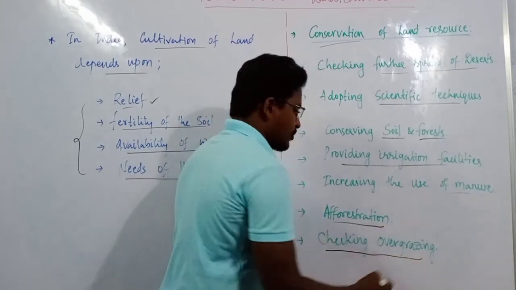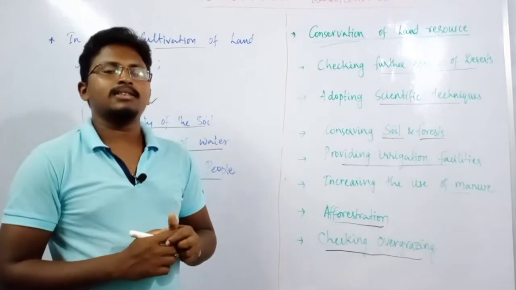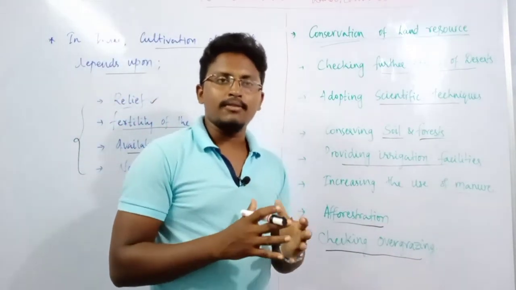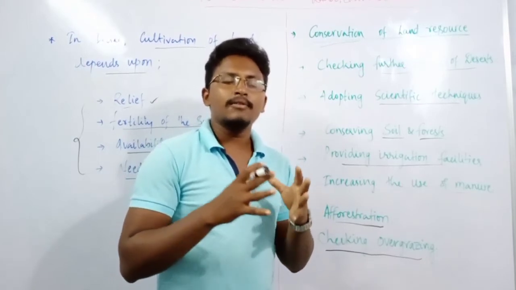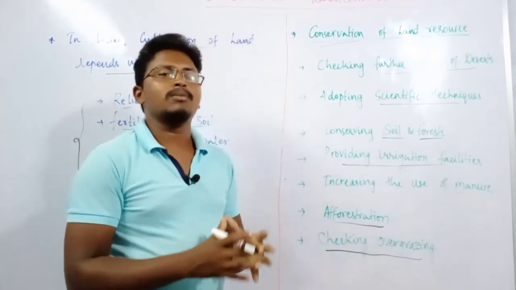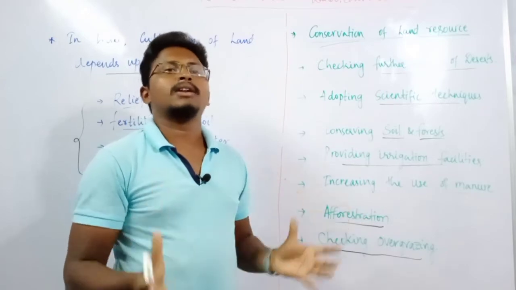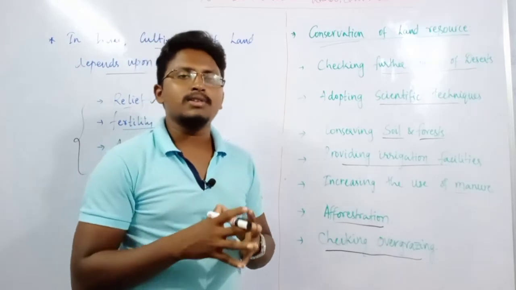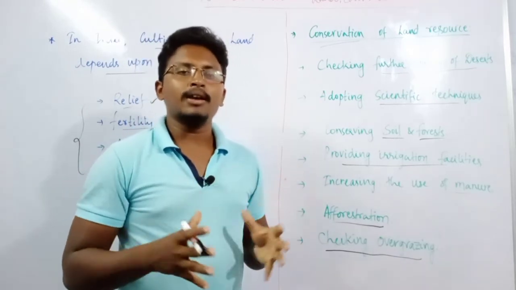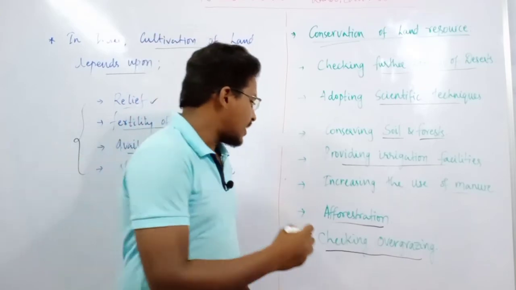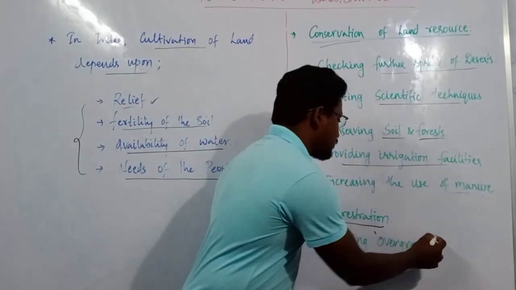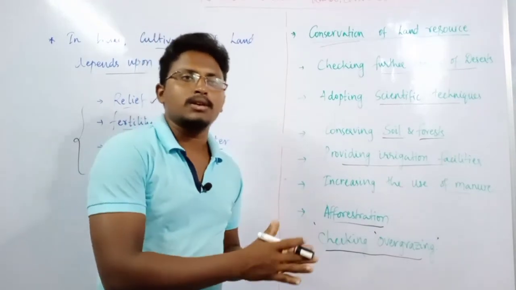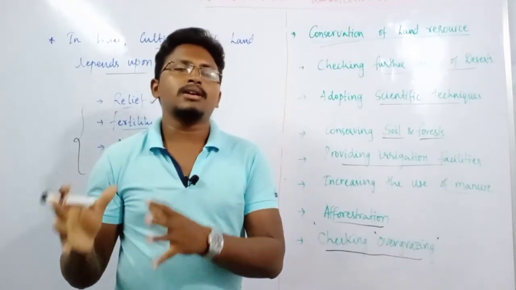Then the next very important thing is checking overgrazing. When we graze animals without any control, we graze more and more animals in the same place for a longer time. If that is the case, automatically the land may lose its fertility, or sometimes the land may be degraded. Therefore we need to have control over overgrazing. Whoever is grazing animals more and more should have some other methods to graze their animals, and they should try to conserve this land.